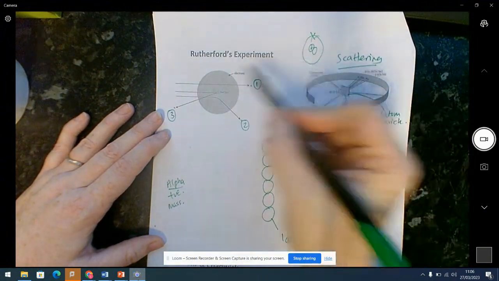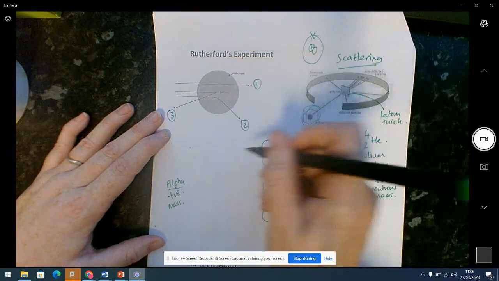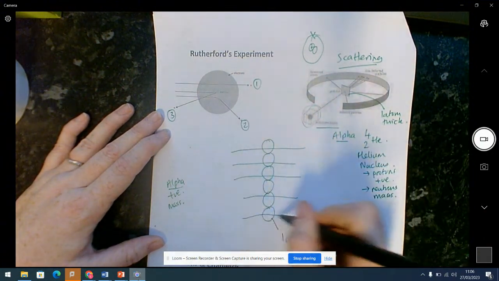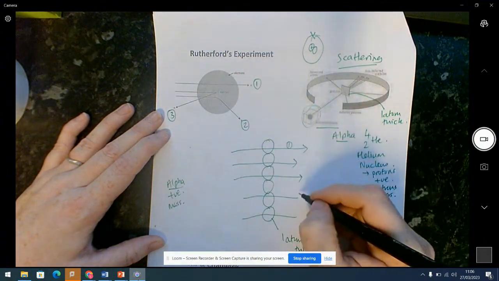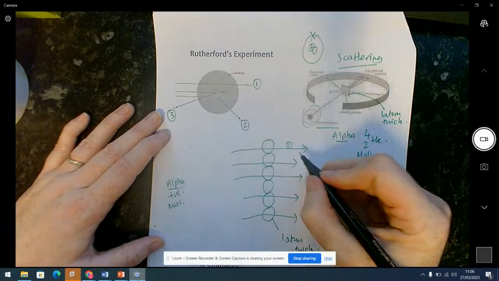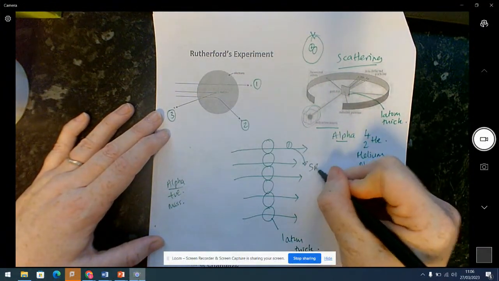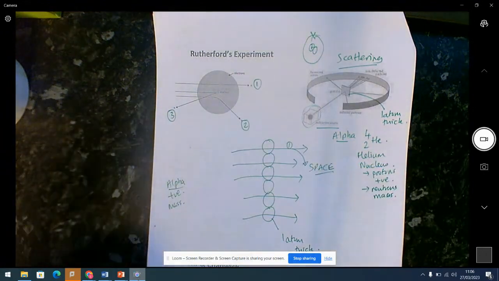So number 1, as you can see, quite a lot, in fact the vast majority of the alpha radiation, passed straight through. Okay, so most of it, this is all number 1, most of the alpha radiation passed straight through. Now, what does that tell me about the atom? Well, it tells me there is space.